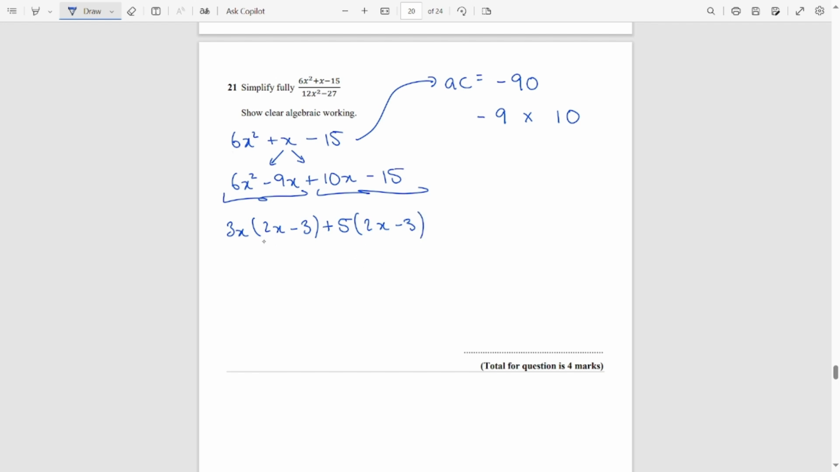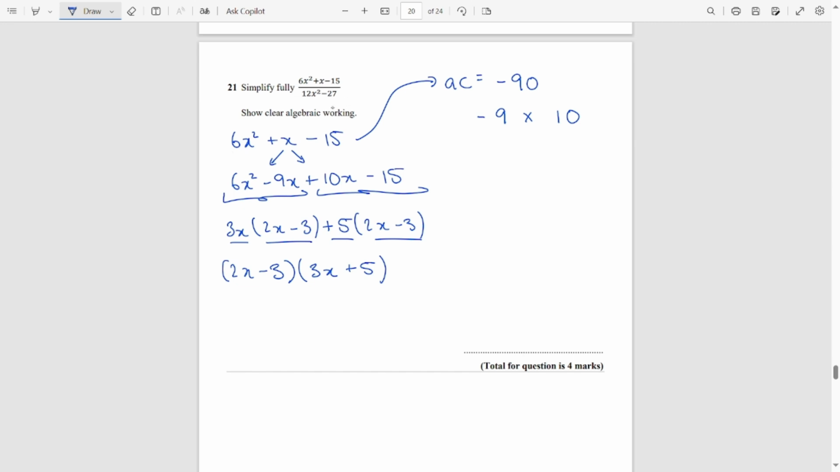And you should always have the two brackets here as being the same. Yes, the 2x minus 3 should be the same. And it is in my case. That's great, it works. So I have 2x minus 3 as being the first bracket. And then the two terms on the outside, so the 3x and the plus 5, form the second bracket. Okay, so that's my factorisation done just of the numerator. If you have found the roots and then you work on your calculator and you work backwards to the factorisation, that also works and you will get the full marks, but you must show the factorisation.